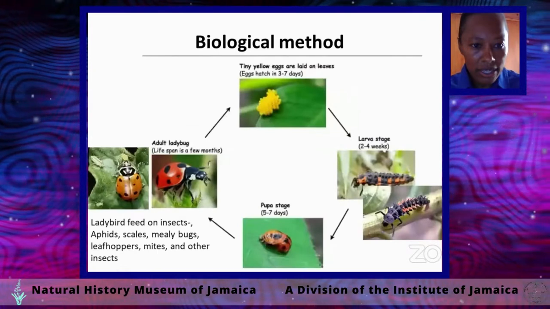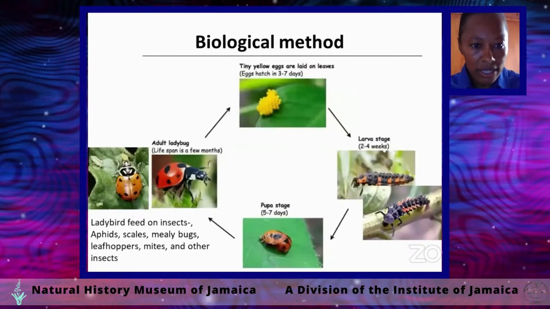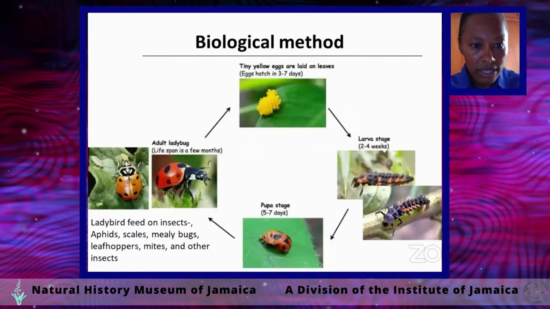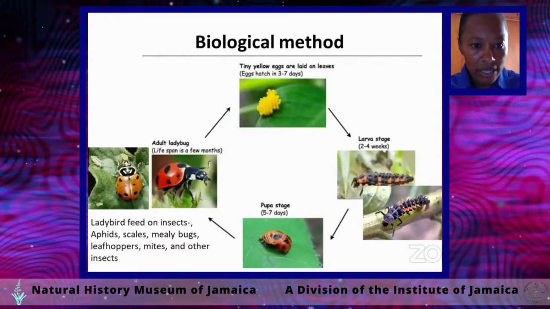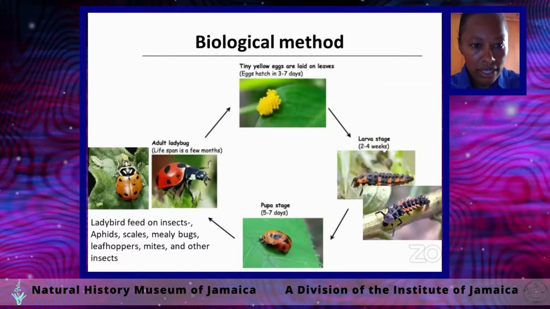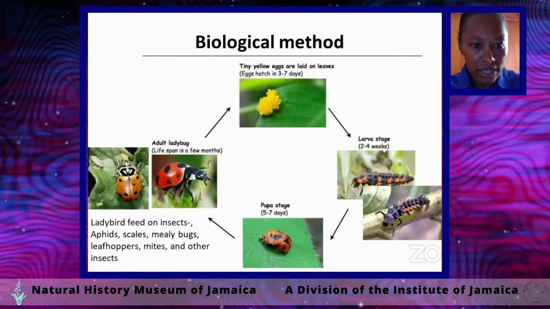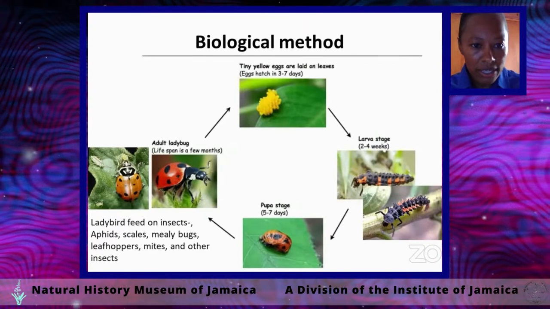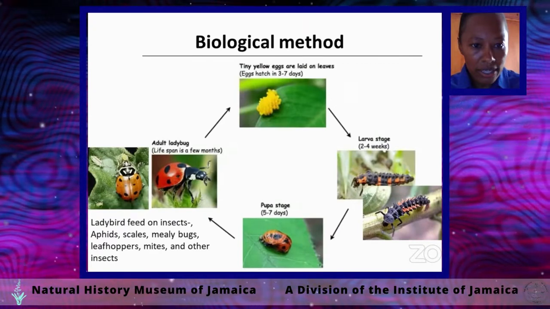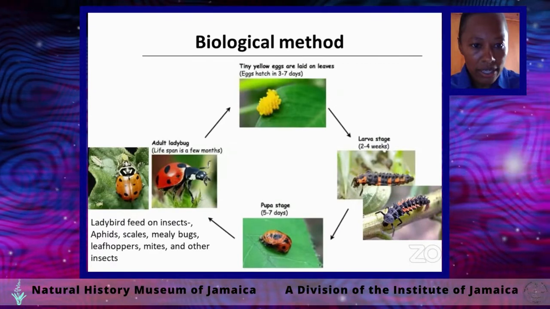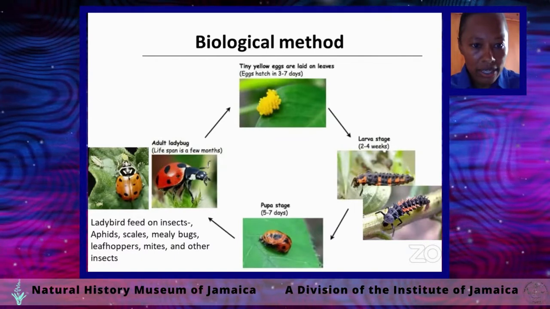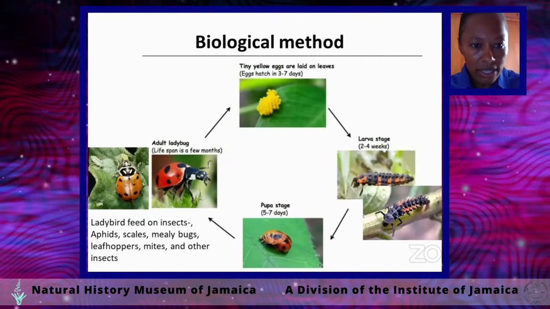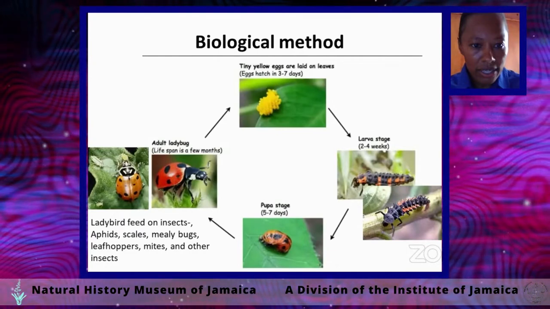You're looking at the ladybird beetle. I put this life cycle here because with the adult and the larval stage, you might think it's a totally different insect, but it is not. It's just a matter of you identifying them, right? So these insects feed on pests like aphids, scales, mealybugs, etc.